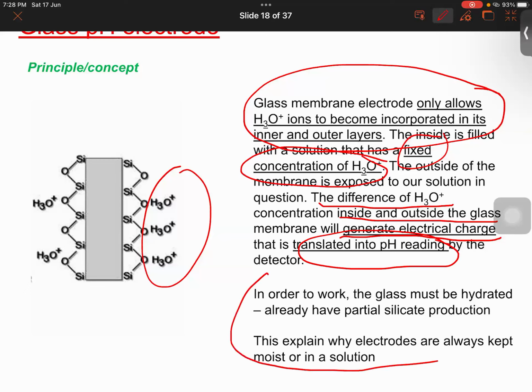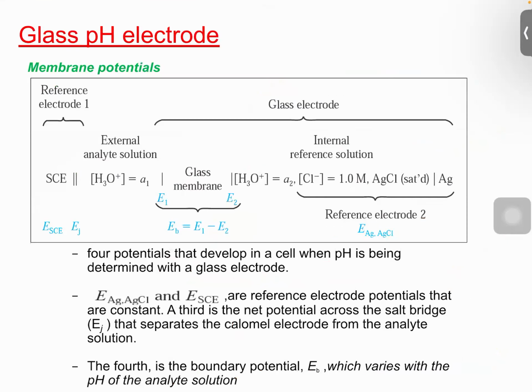So this is very important, that in order for the pH meter to work, it has to be in wet condition. It cannot be in dry condition. Okay, so this is a whole redox reaction involved in the glass pH electrode. So 4 potentials develop in the cell when pH is being determined with glass electrode. One is the liquid junction.